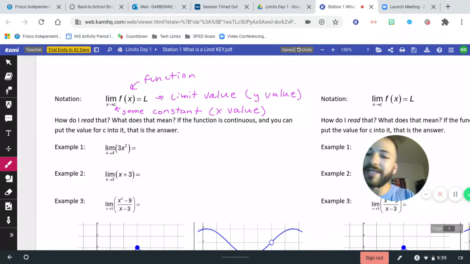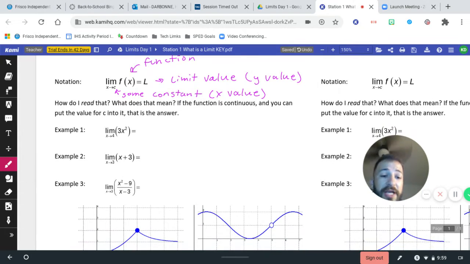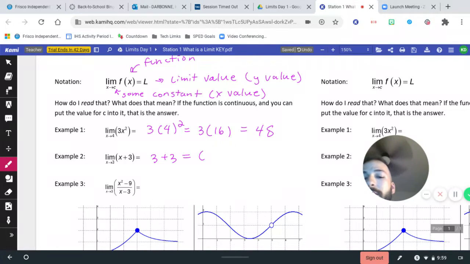Okay, so we're going to be plugging some value in for x to get out our limit. So let's look at some examples of just doing these algebraically. The limit as x approaches 4 of 3x squared is equal to 3 times 4 squared. So I'm just plugging that 4 straight in. So we get 3 times 16, which is equal to 48. Nice and easy. Limit as x approaches 3 of x plus 3, we get 3 plus 3, which is equal to 6.